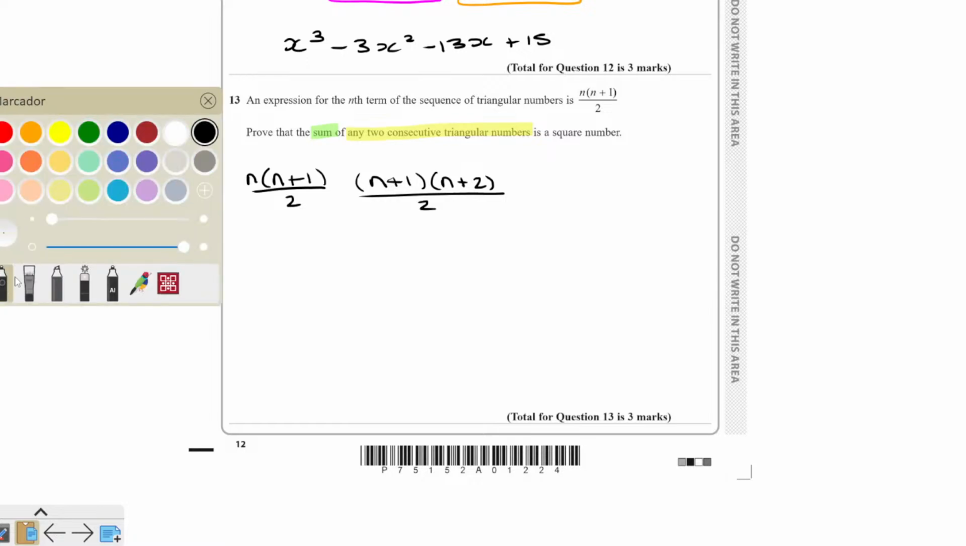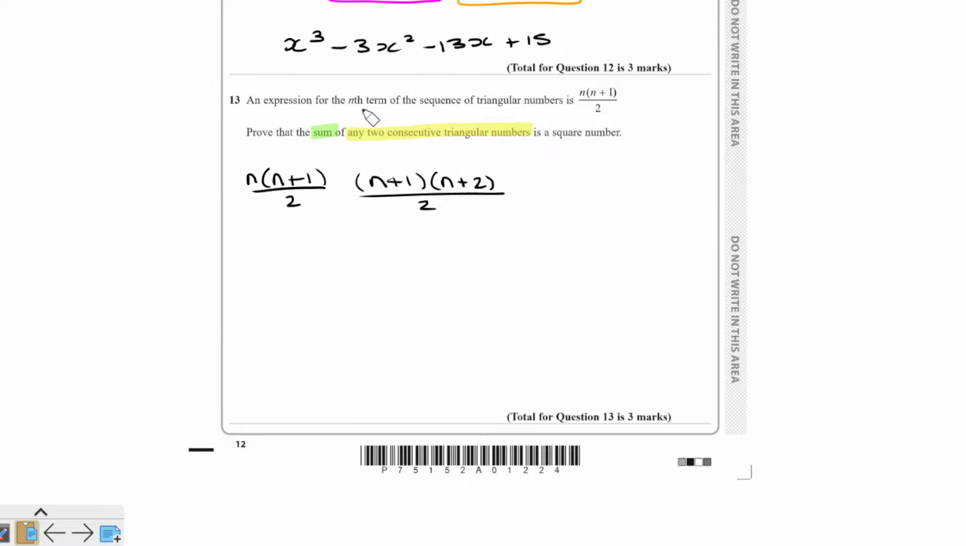They've said the sum. Normally it's either the sum or the product or the square or something. Sum is obviously plus, isn't it? Add. So what I actually need to do is add these together. Again, I'm still not worrying about what I'm proving. Don't worry about the square number bit until right at the end. So at this point, now I've got my starting point, I know I need to add them. I'm just going to actually do that. I'm going to expand the brackets, I'm going to add them together. Luckily they have the same denominator.